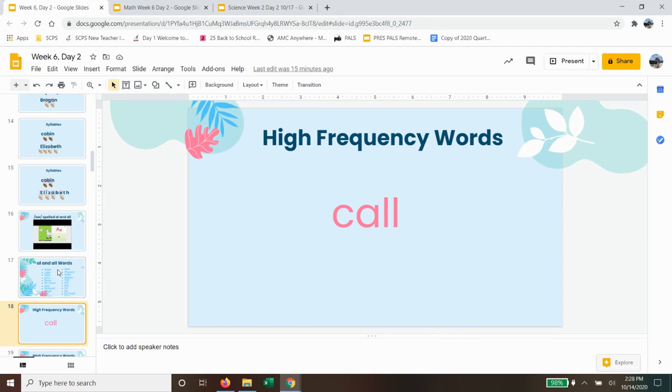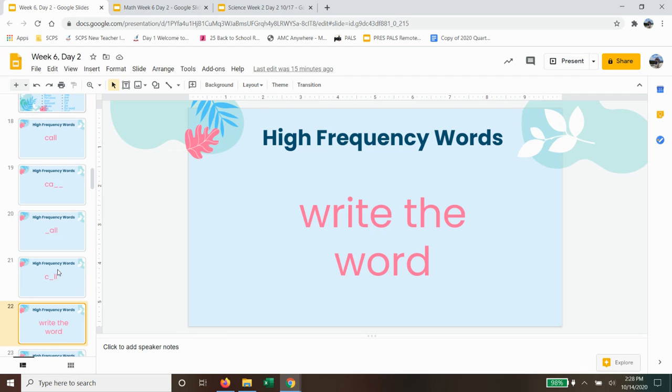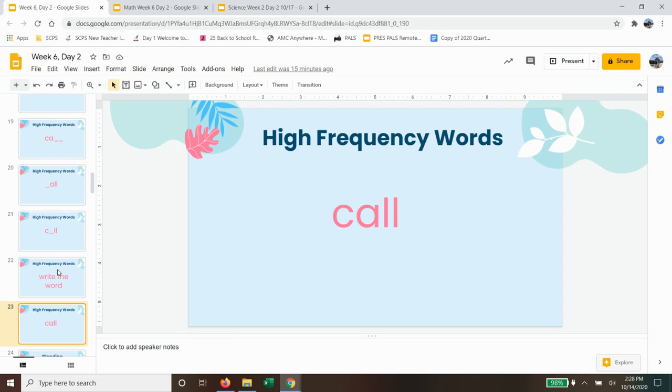Then we did some blending and high frequency words. For example, we said call, and that would be call, but what is missing here would be the double L's. What is missing here? That would be the missing C. What is missing here? That would be the missing A. Then we are writing the word.